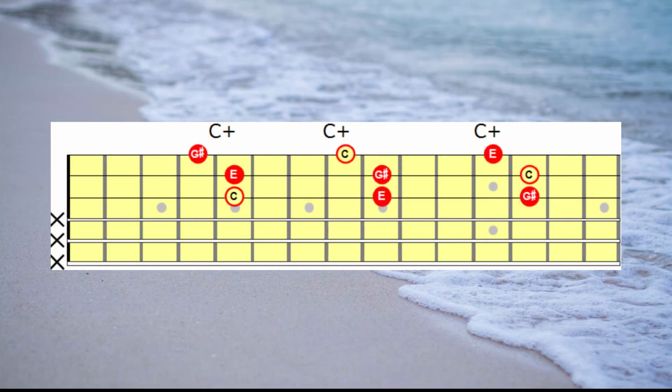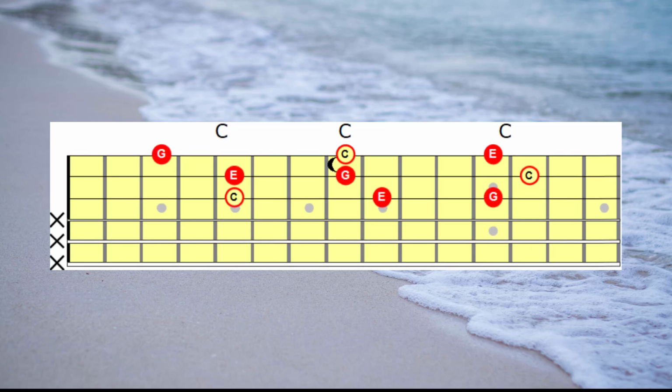Okay, here are our C augmented shapes. Notice how each one of the shapes is a distance of 4 frets apart, and that each chord shape contains exactly the same notes, only in a different order. If we were to lower the G sharp in any of these augmented shapes, it would reveal a C major chord, like this.